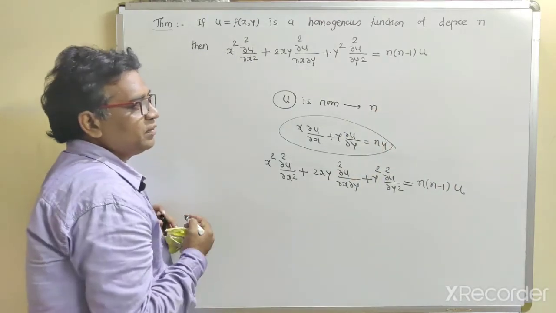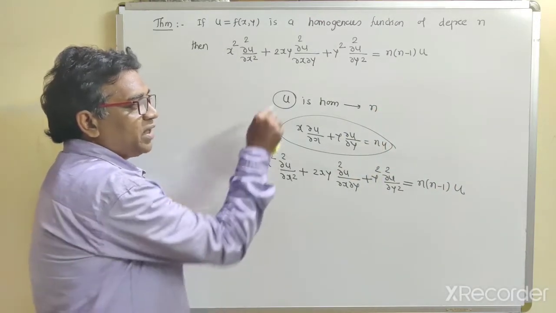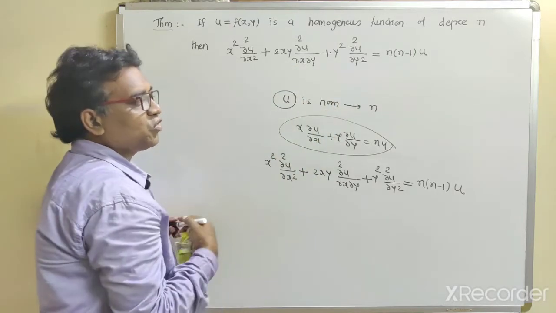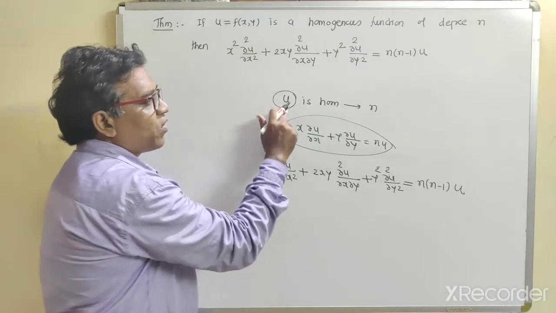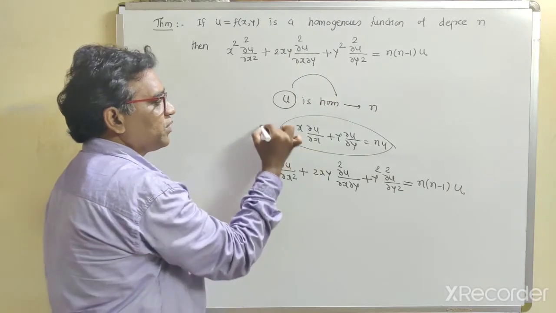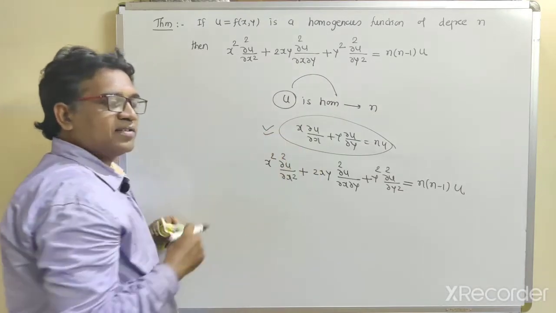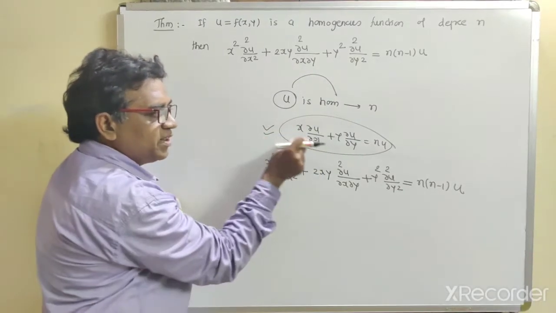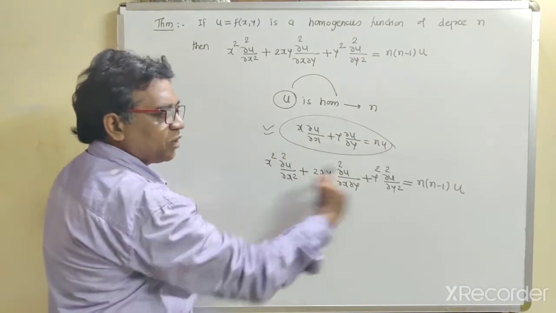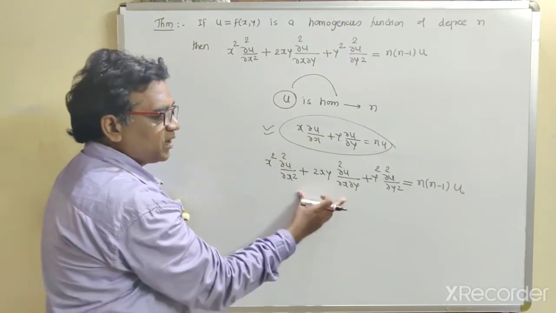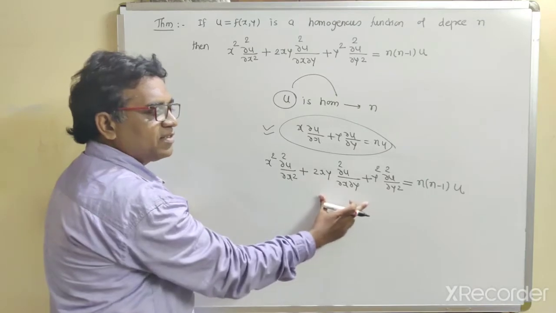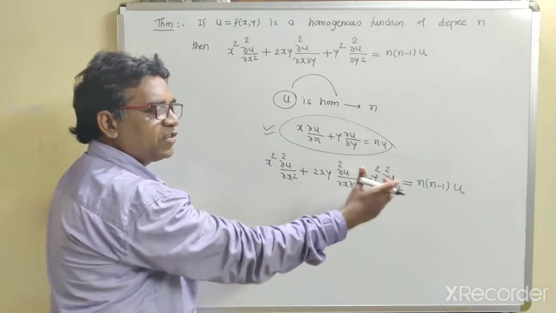So see what is given. We are given u as a homogeneous function of degree n. So because u is a homogeneous function, we can apply the statement of Euler's theorem. So by using this Euler's theorem, we can prove this total statement. Show that this left hand side is equal to n into n minus 1 into u.